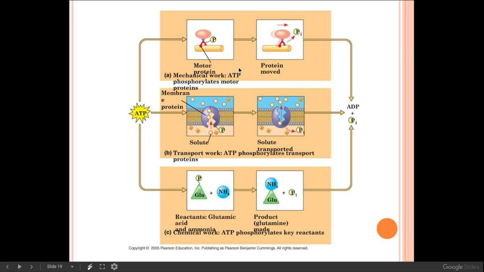So here's a picture of some of the things that can happen. We talked about motor proteins in the past as ATP can help move vesicles across a microtubule. We could talk about, in this case, the sodium-potassium pump. Here's ATP powering the sodium-potassium pump so it can exchange those materials. But we also have down here reactions where you can have amino acids being combined into a different amino acid, and in the process is being powered by ATP. So that's mechanical energy, this is transport energy, and this is chemical energy.